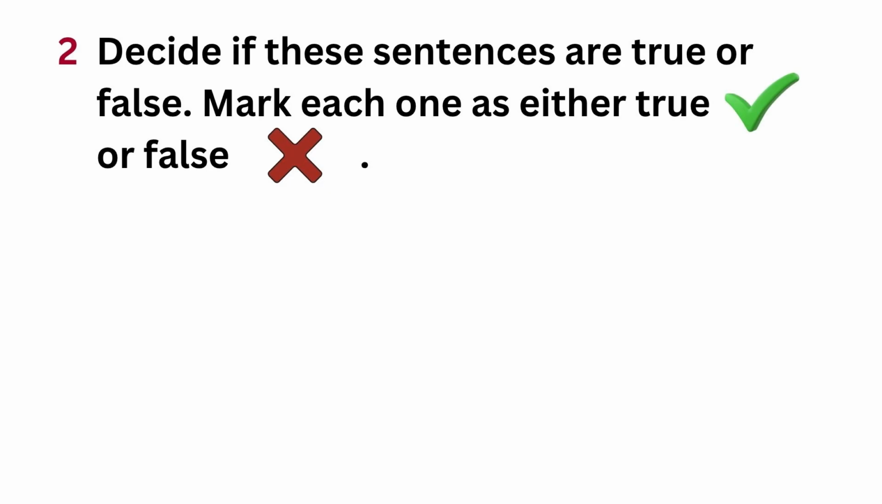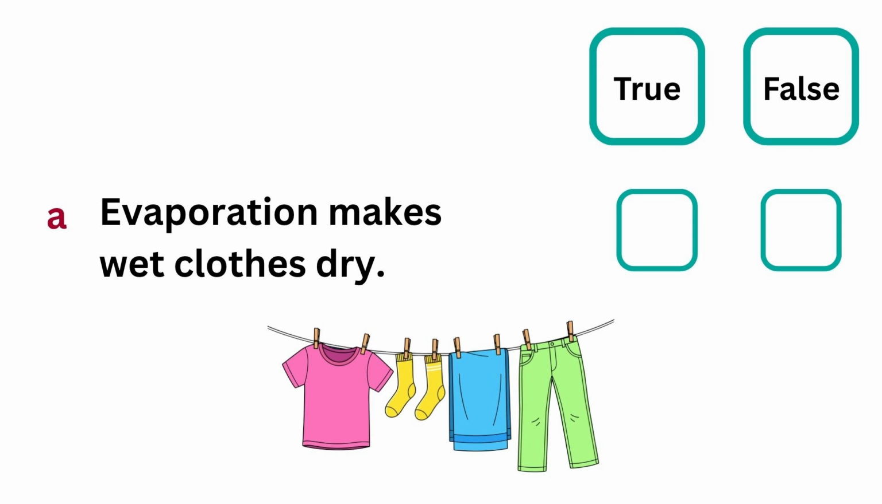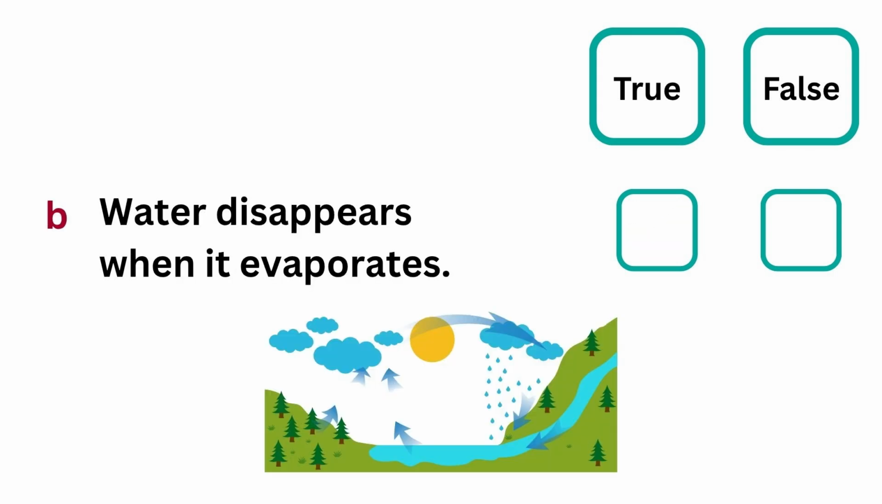Question number 2. Decide if these sentences are true or false. Mark each one as either true or false. A. Evaporation makes wet clothes dry. True. B. Water disappears when it evaporates. False.